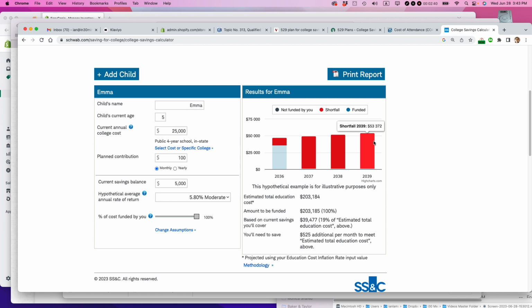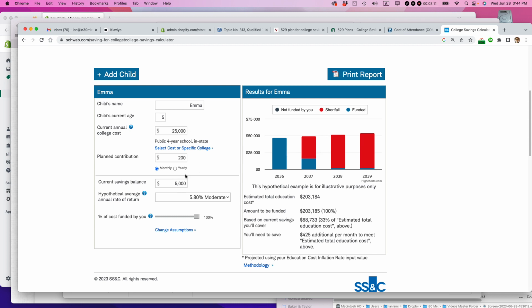Maybe that's a student loan. Maybe a grandparent or grandparents are contributing to a 529 plan. But whatever the case, you'll need to put in more money. And of course, the more money that you save, like let's say you change the plan contribution from $100 to $200, you'll see that has a huge impact. Right away, Emma's first year is all taken care of, and maybe about 40% of her sophomore year is taken care of as well. So you can play around with this calculator to figure out how it works.